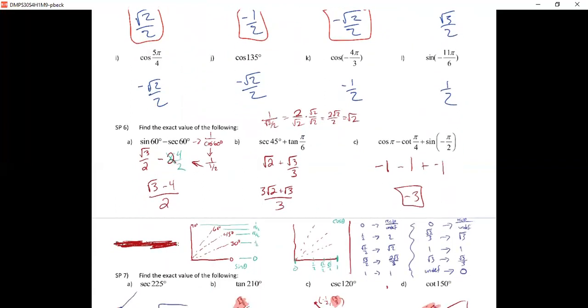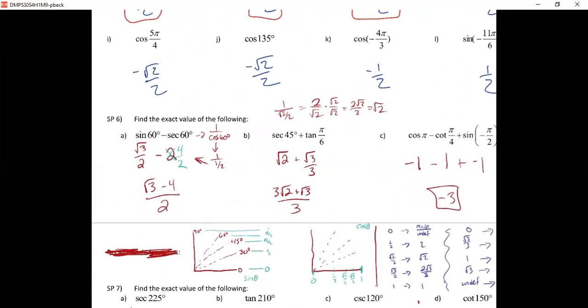Now, example number 6, what I have here is to find the exact value. It's really just putting a couple of these problems together all at once. So the sine of 60 minus the secant of 60. 60 degrees, if we associate that coordinate with 1/2 comma square root of 3 over 2, we will take our y value here minus the reciprocal of the x value. That's how we get minus 2. So if we write that 2 as 4 over 2, we can put it together as one big fraction, square root of 3 minus 4 over 2.